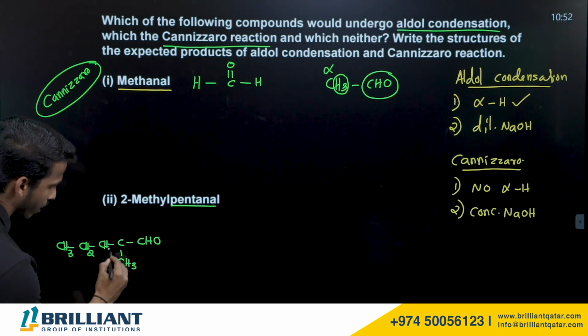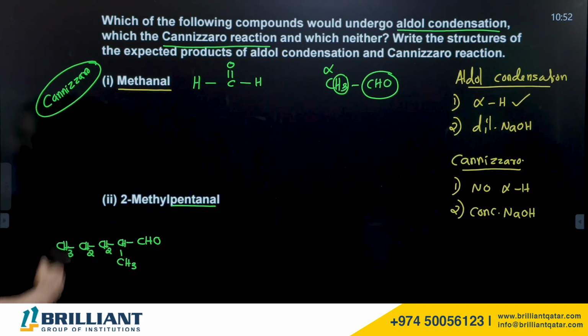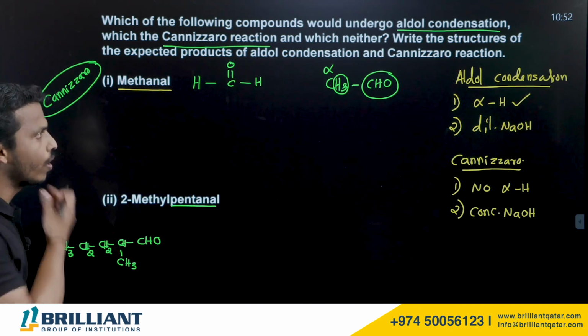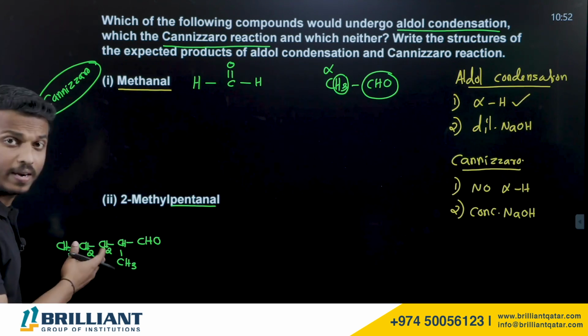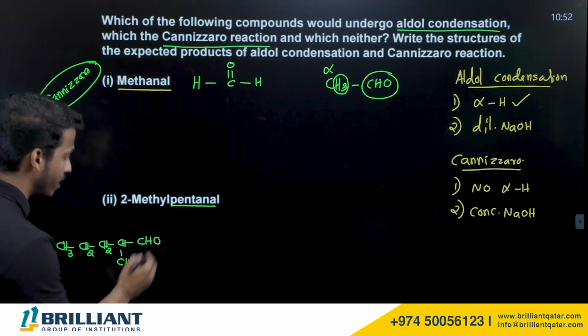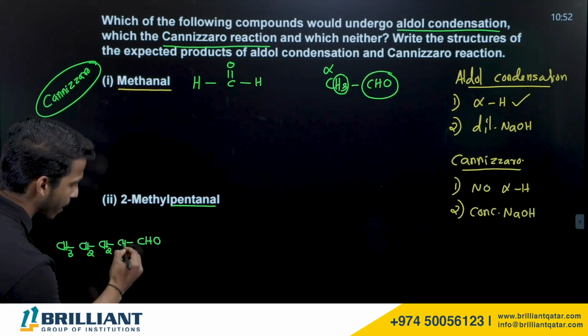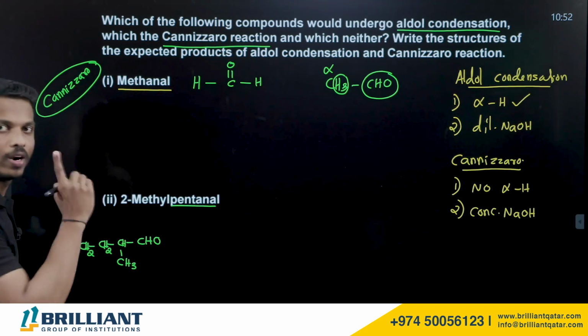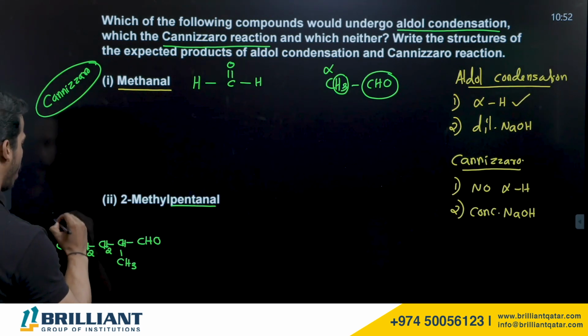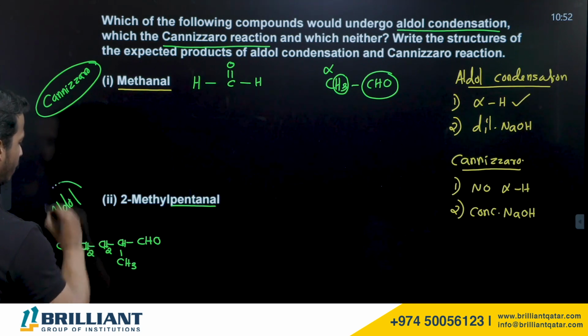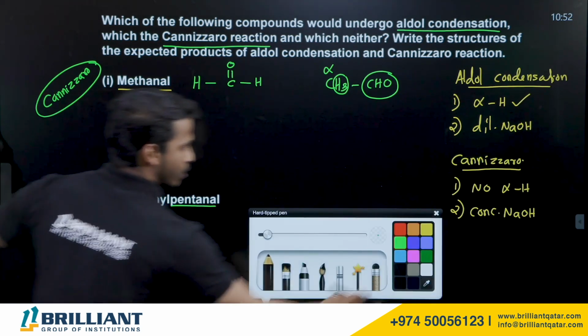The second one. Can you tell me whether it can undergo Cannizzaro reaction or aldol condensation? Does it contain alpha hydrogen? Yes. This is the major functional group. The nearby carbon is called alpha. It has one hydrogen, so it can undergo aldol condensation. Hope that is clear. Now let us go for the reaction.